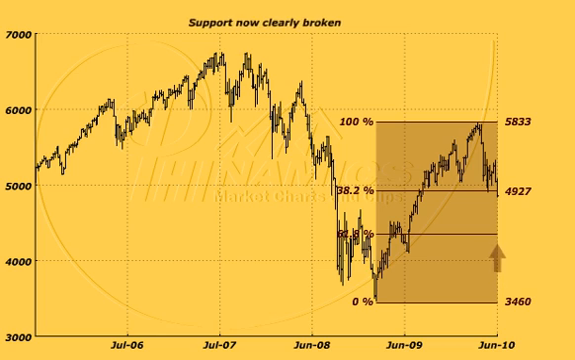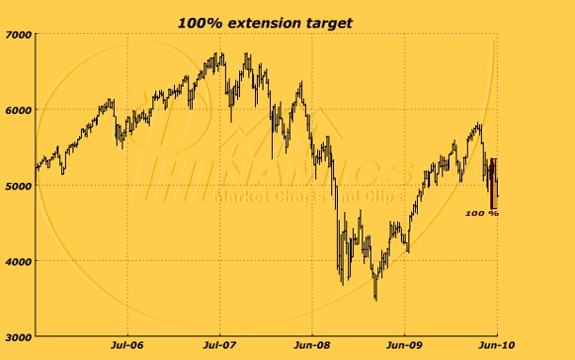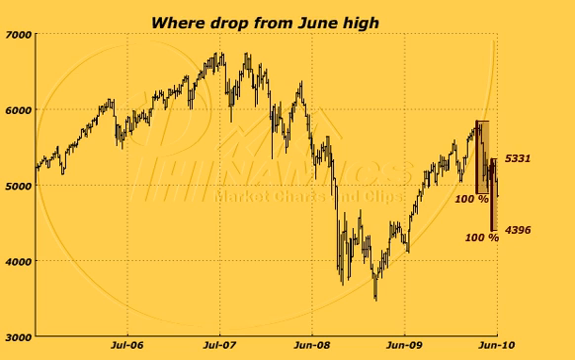Given that the FTSE has clearly broken this 4927 support this week, we can now focus on the next support area, which is 4367, 4396, and that includes the 61.8% retracement mark and the level at which the drop from the 5331 high recently made in June will be equal to the preceding drop from the 12th April high to the low made at 4898 on the 24th of May.